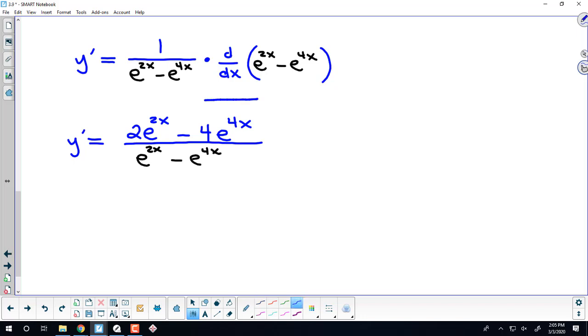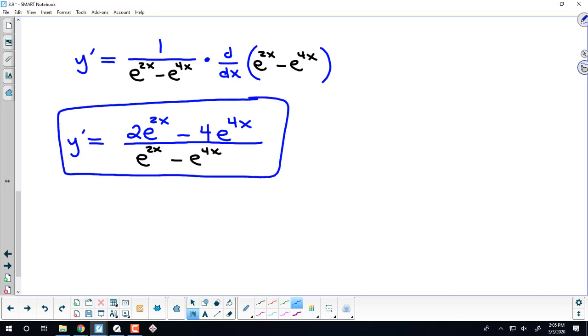I mean, we could factor out an e to the 2x up top. We can factor out an e to the 2x on the bottom, but for now, we're just going to get used to explicitly following the format, derivative of the argument over the argument. Does anyone have any questions on that? Okay. We'll do one more.